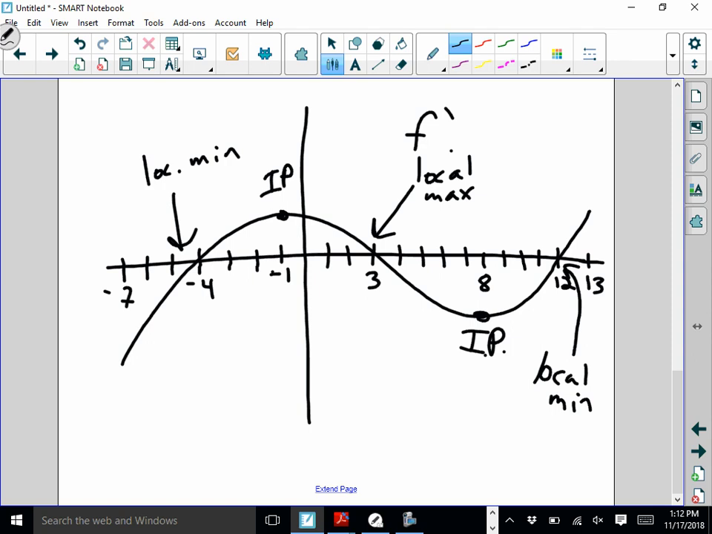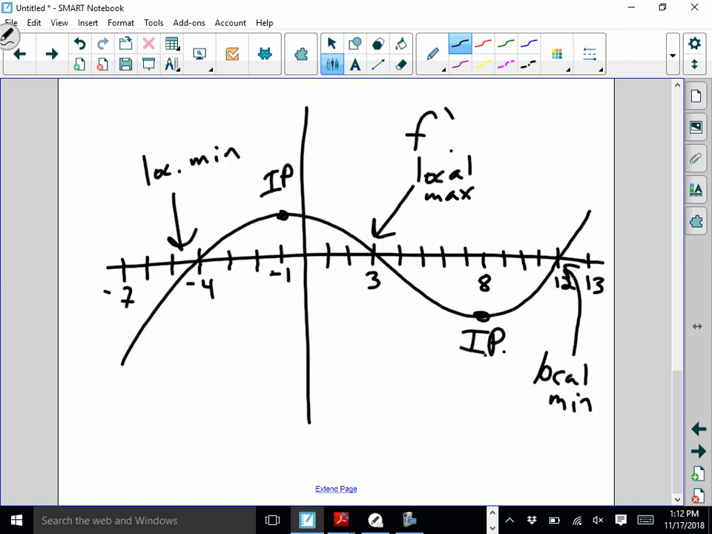If I ask you quickly, when is f increasing? Well, that would be easy. We'd say from -4 to 3, union 12 to 13, because that's where f prime is positive. Where is f decreasing? Easy. From -7 to -4, union 3 to 12, because that's where f prime is negative.